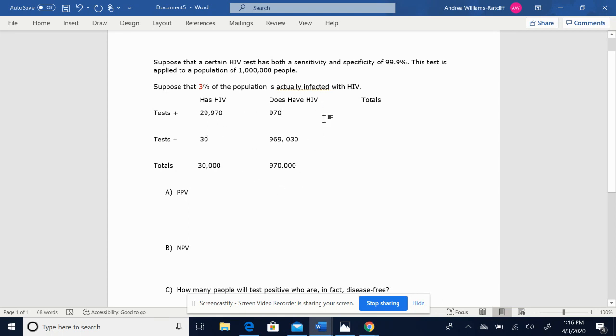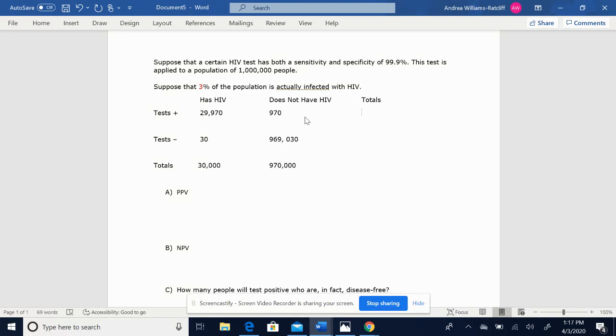Same thing over here when we think about the, this should say, I'm sorry, does not have. When we think about the does not have, the specificity is that percentage of these people who will get a negative test, because they don't have it, they should get a negative test. And the rest of these people are going to get false positives, okay? Now, we also want to go ahead and fill out this information for totals as we can, because we're going to need that later on for the NPV and the PPV.